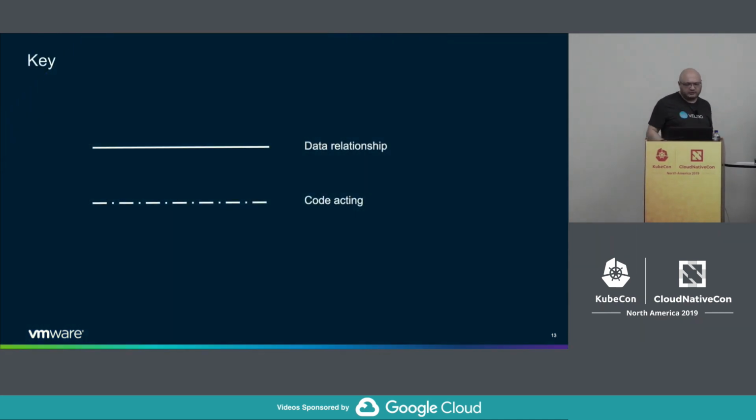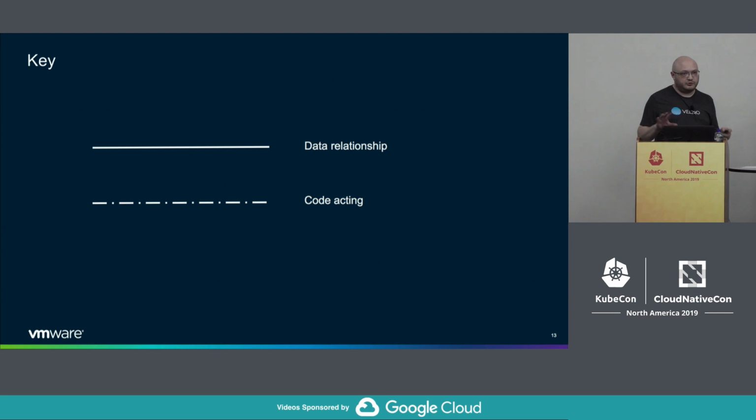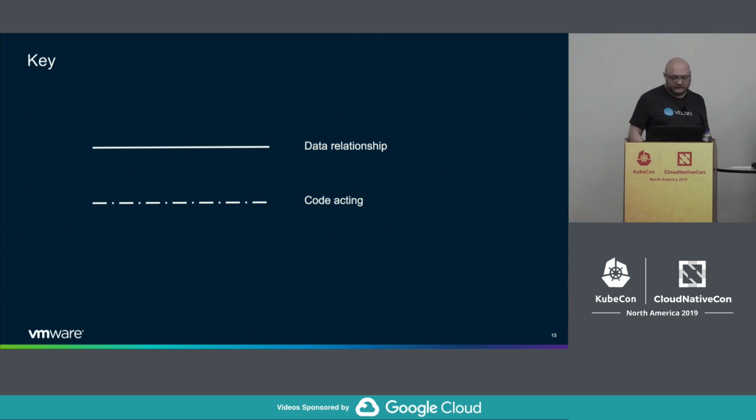For some of my diagrams, I just wanted to show some of my conventions. These solid lines are going to be data relationships, so linkages between CRDs and references, and this dashed line is going to be when code's acting on things.